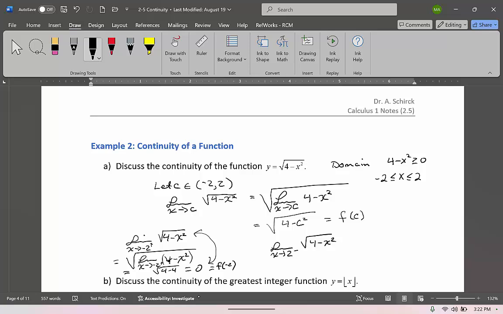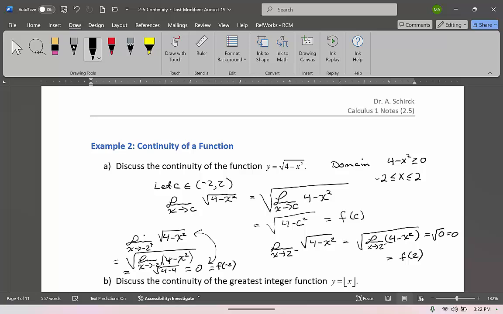this is going to equal the square root of the limit as x approaches positive 2 from the left of 4 minus x squared. And that is, again, going to be the square root of 0. And it equals the value of the function at 2.